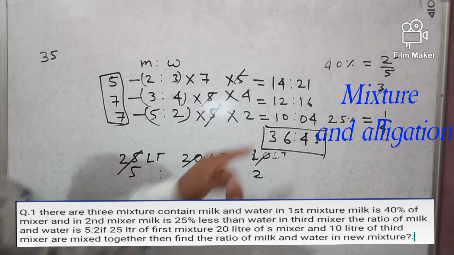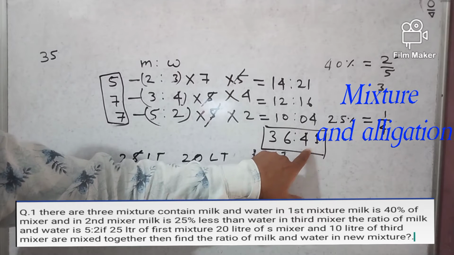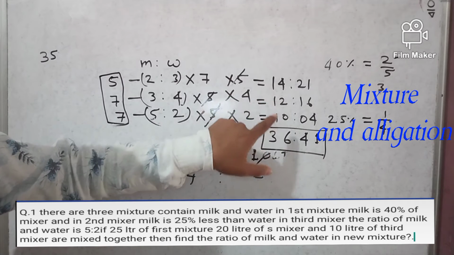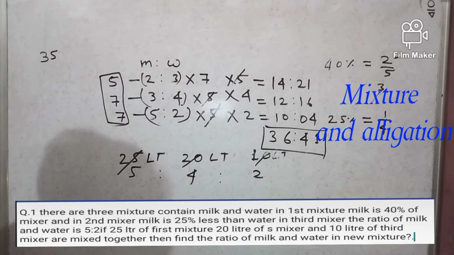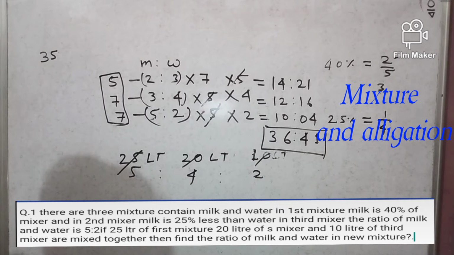Now add them. 21 plus 16 plus 4 is 41. 14 plus 12 plus 10 is 36. So the new mixture ratio is 36:41. Now let's move to the next question.